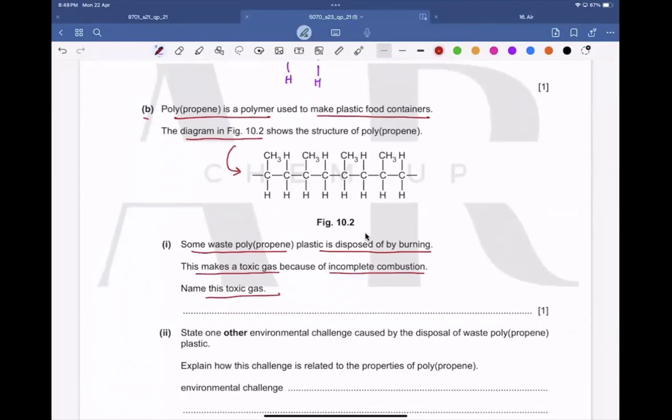Name this toxic gas. Yes, when there is an incomplete combustion. Yusuf, when did you study CFCs? Whenever there is an incomplete combustion, what do we get? We get carbon monoxide. There is no fluorine and chlorine, and you are saying CFCs. Yes, very good, Harun.